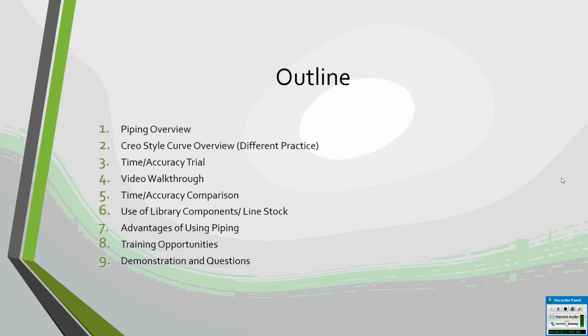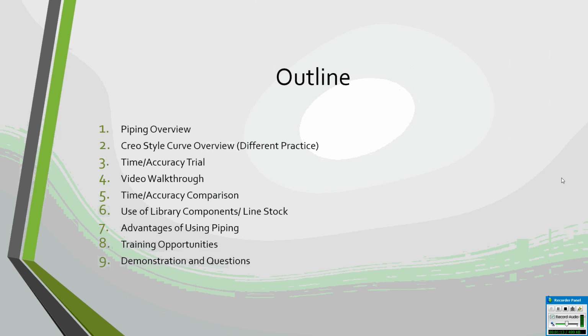So I started using Creo Piping about 2 years ago, when I saw that using datum curves and style curves were great, it's just they didn't really give me the accuracy that I wanted. So basically what I'm going to go through today is an outline here.